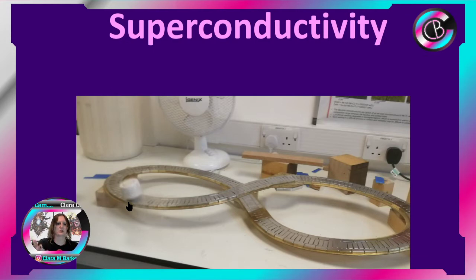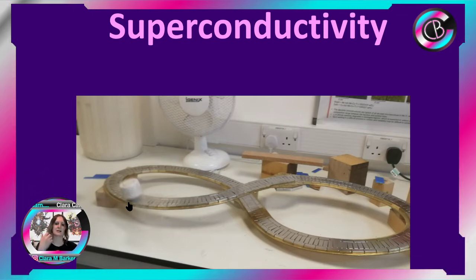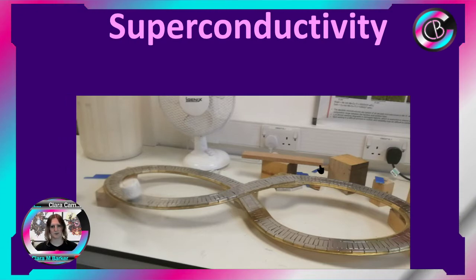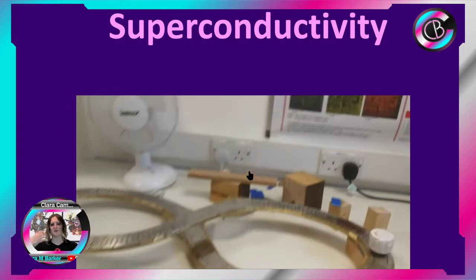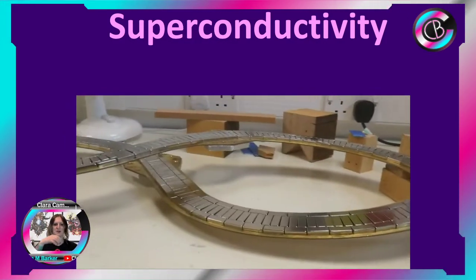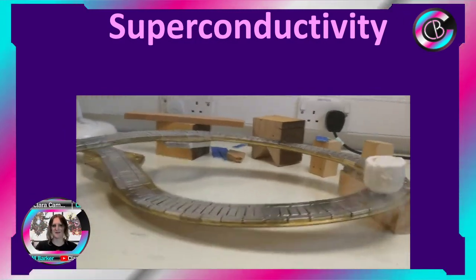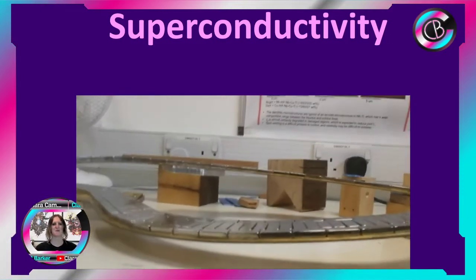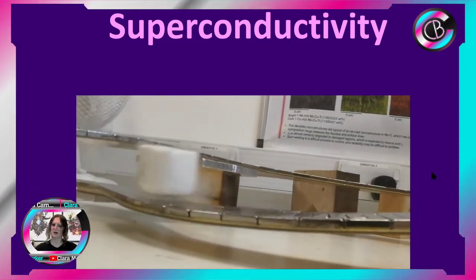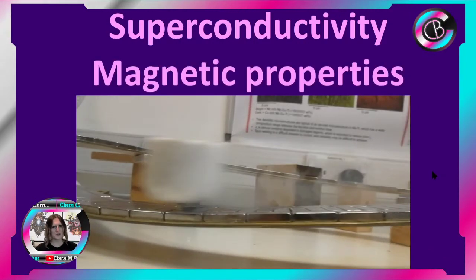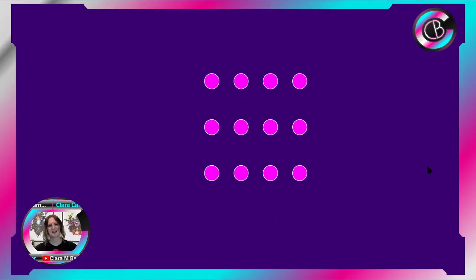So we talked about superconductors in the last video. We said that they had to be cold in order to get the electrical properties. Well, the magnetic properties are the same. So what we've done in this is we've cooled down the superconductor and it's kind of levitating above this magnetic track. And so we'll talk about how and why. Here we go, magnetic properties.